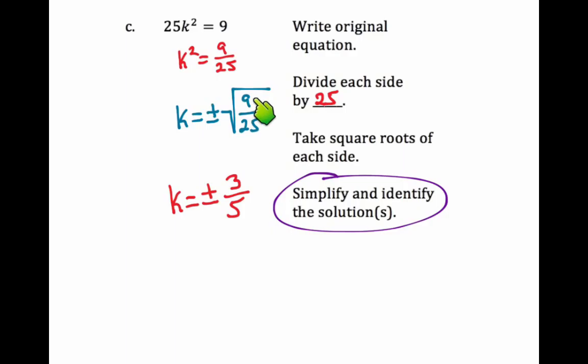Simplify and identify the solutions. So the square root of 9 is 3. The square root of 25 is 5. If this jump right here freaked you out, you might need to practice on IXL a little bit. Because all I did was say the square root of 9/25 is the same as the square root of 9 over the square root of 25. Square root of 9 is 3. Square root of 25 is 5. And so we have two solutions. K is plus or minus 3/5 is good enough.